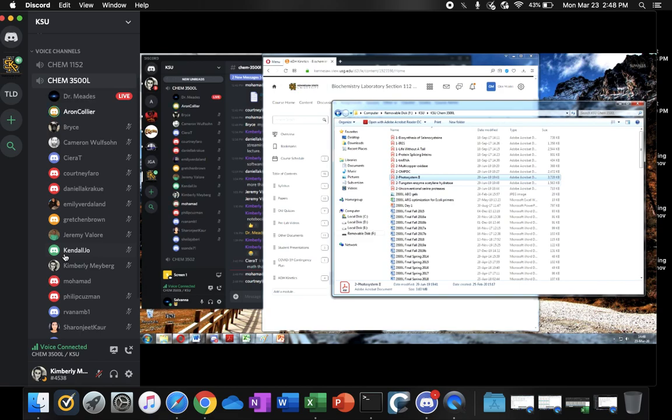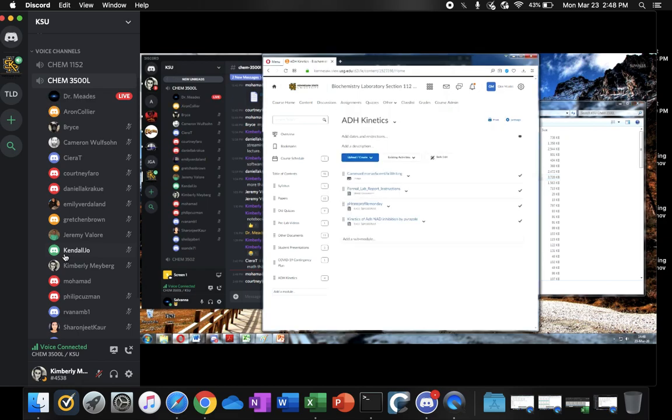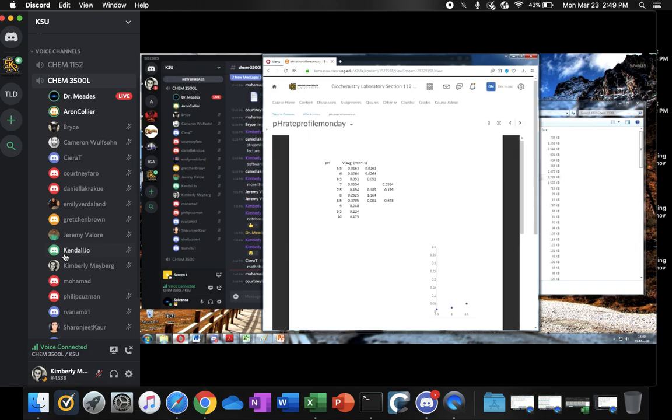On the pH data, there are some values to the right that aren't in columns. Are those just repeating values? I don't know what pH data we're looking at. The one you posted on D2L, the pH Excel file. Did Kimberly put that on there? I don't think I did that. That must be her. Is this the pH rate profile Monday? Yes, if you download it, there are values off to the right.